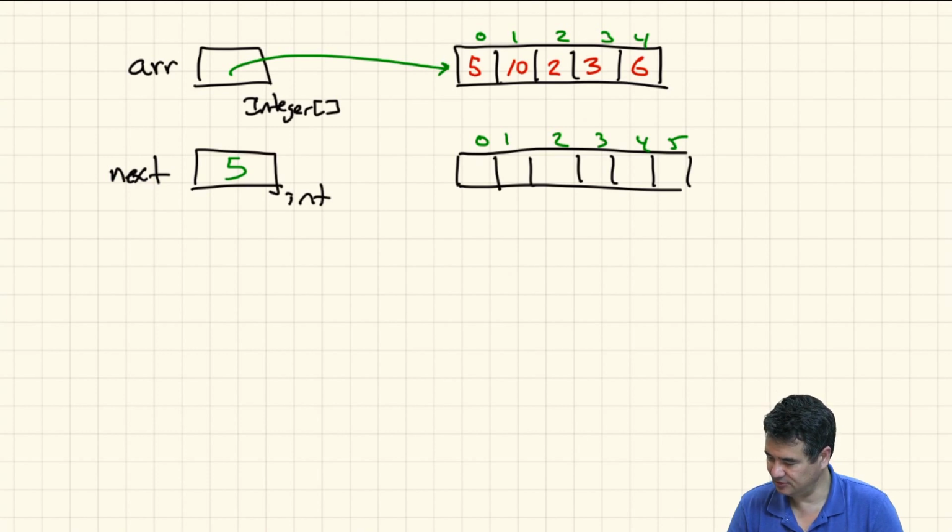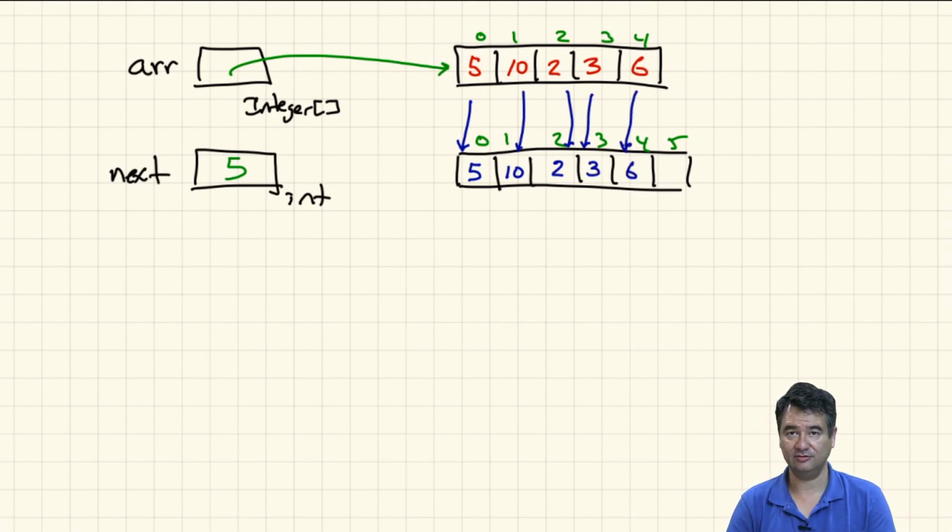Okay, so we create a new array, and then we have to copy the elements out of this one into this one, here to here, here to here, and then we can put our 6th element in there. So let's go ahead and copy them. We'll copy 5 down, 10 down, 2 down, 3 down, and 6 down. Okay, so all the elements get copied. And then we'll put in our new element. Let's say it is 8.